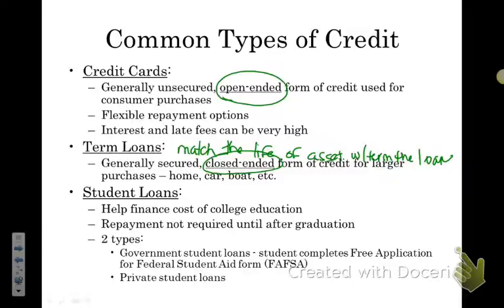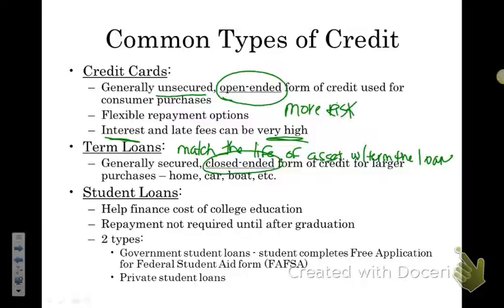Things to keep in mind here, because they are unsecured. Okay, keep this in mind. Write this note down. Logan, I don't want to have to take it away from you. Please. Thank you. Okay. Because they're unsecured, there's typically going to be a higher interest rate. Okay? Because there's more risk to whomever the lender is in this situation.